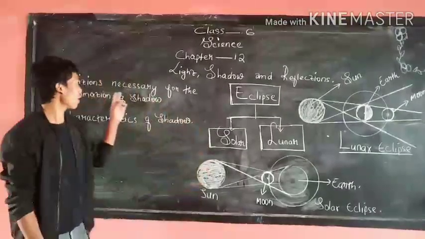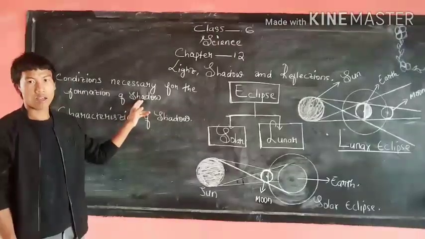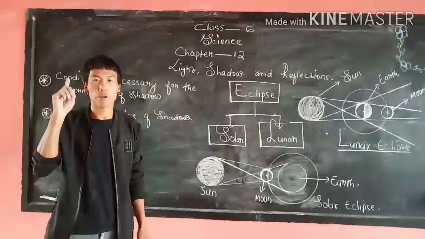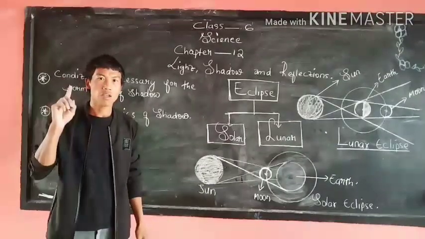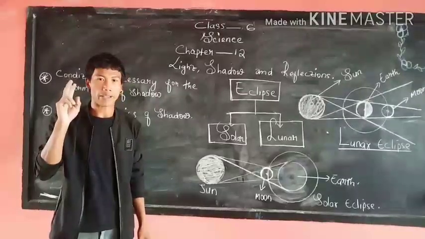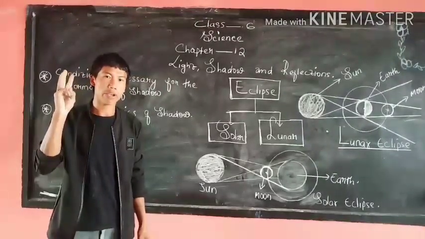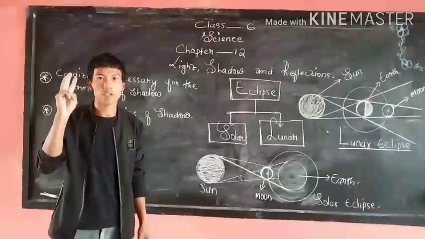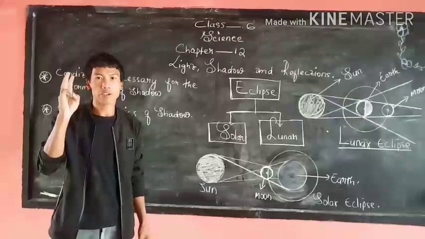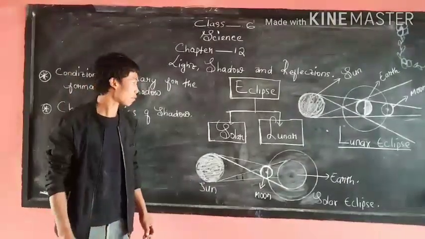So coming to the next point, the conditions necessary for the formation of shadow. What are the conditions necessary for the formation of shadow? Let us see. The first point is an object that is either translucent or opaque. Number 2, a source of light. Point number 3, a surface or screen behind the object. These are the 3 points necessary for the formation of shadow.